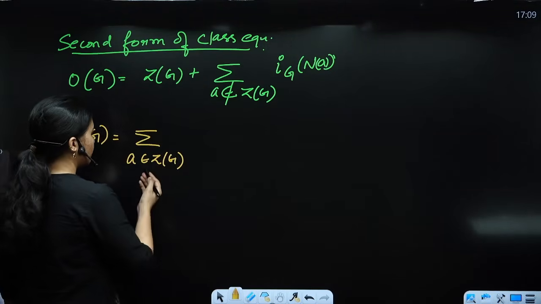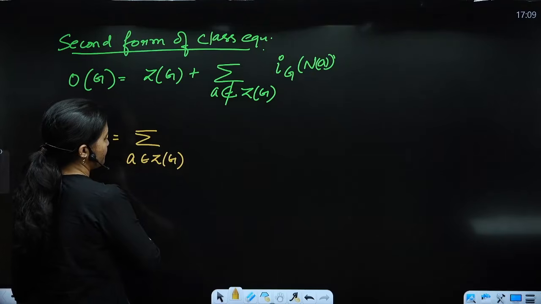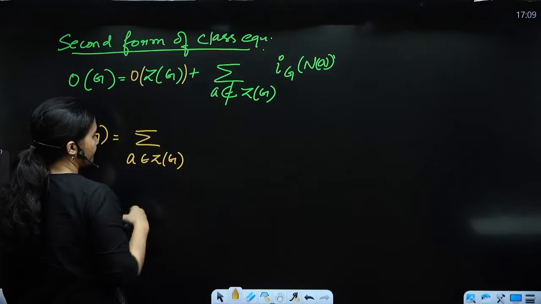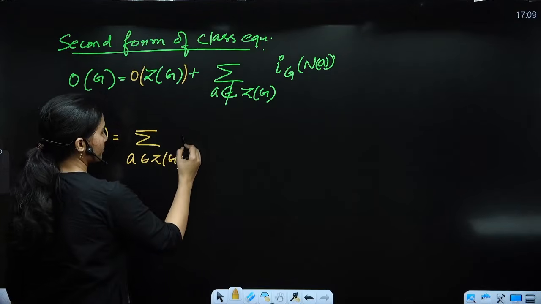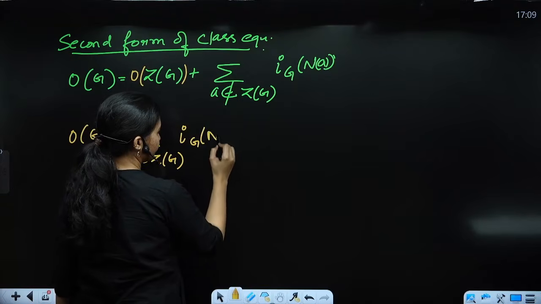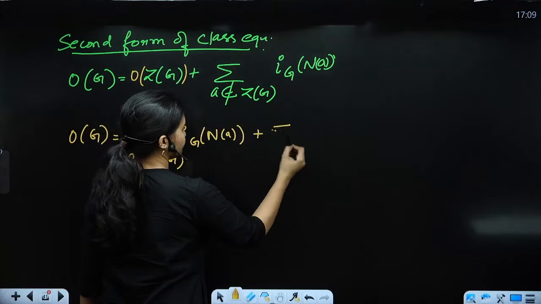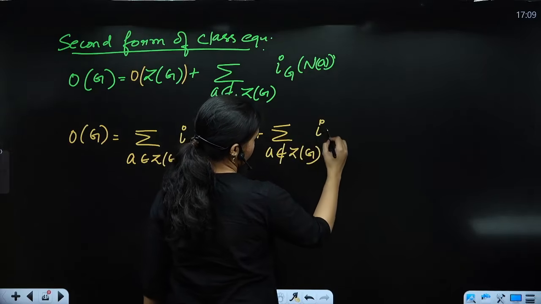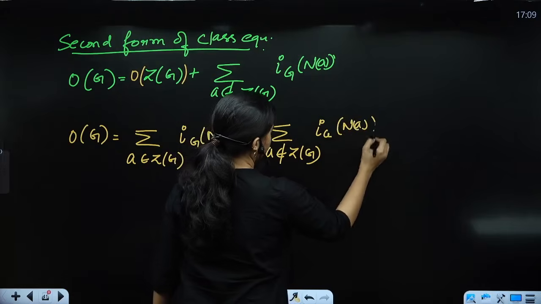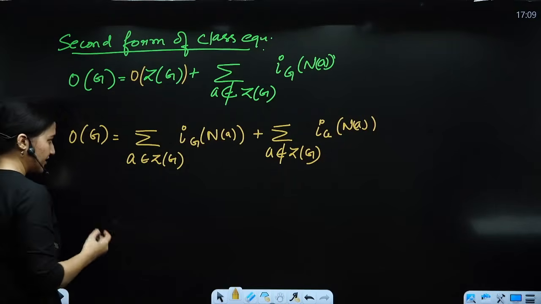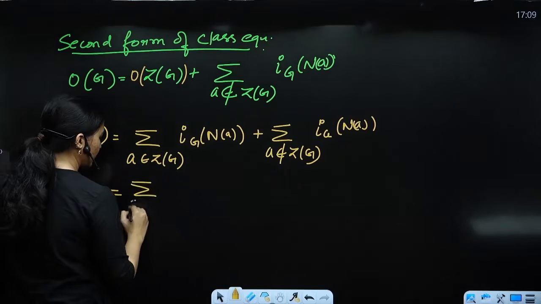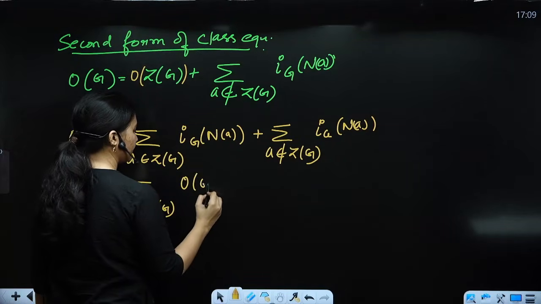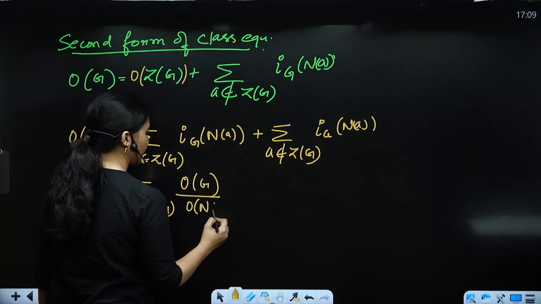ठीक है, तो I guess it is going order of ZG. ठीक है, तो A belongs to ZG, I of NA, right, plus A does not belong to ZG, I of NA, right? Now, if A belongs to ZG, what is the index going to be? The index is going to be order of G upon order of N of A.